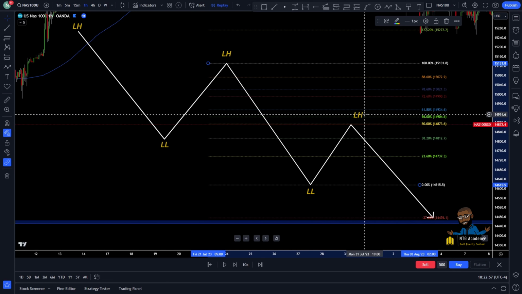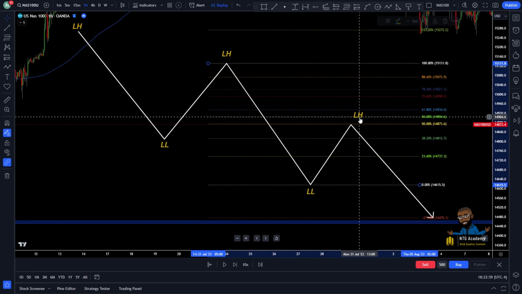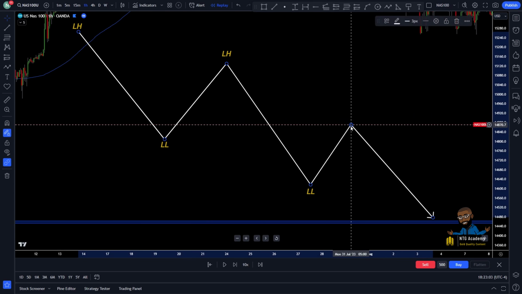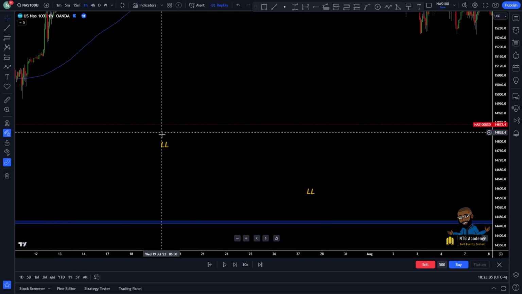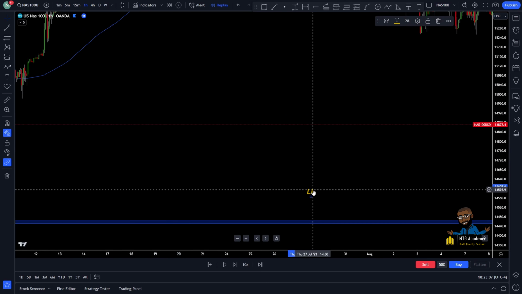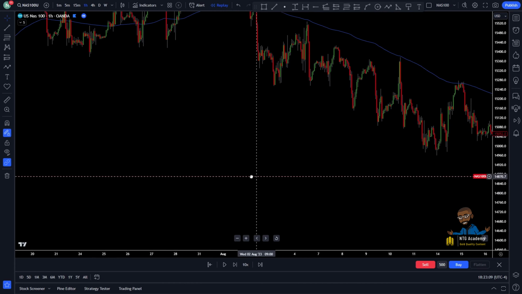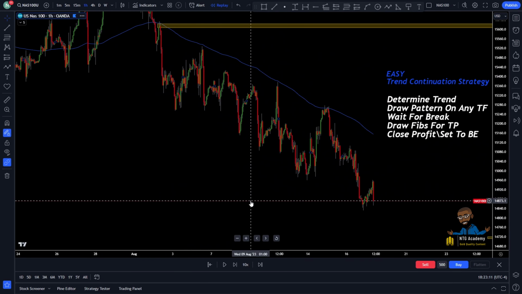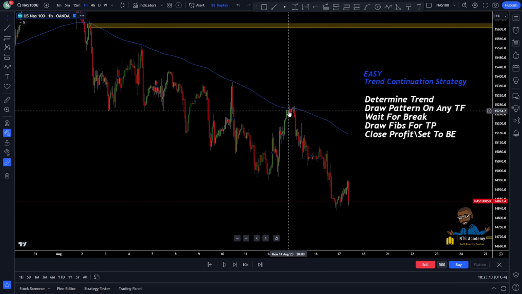Okay, so those are the two. The first one is the simple way. This is a little bit more complicated, but once you guys get used to it, you can just go by the naked eye. You won't even have to draw it out that much to determine trend. Okay, so that's the first thing we want to do there. That's the very, very first thing we want to do.